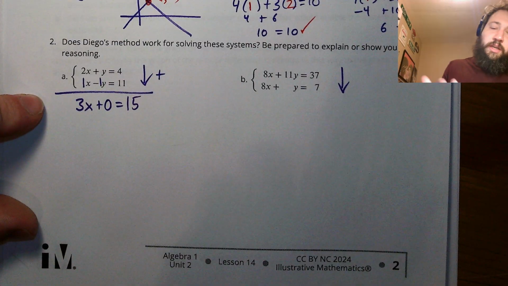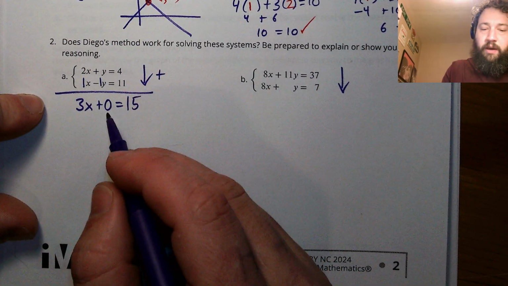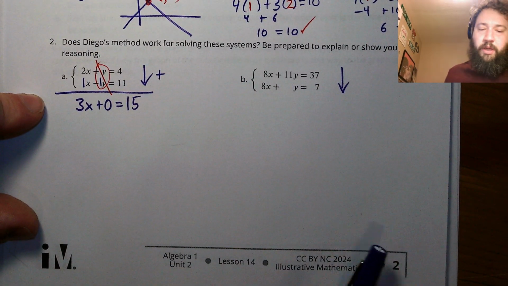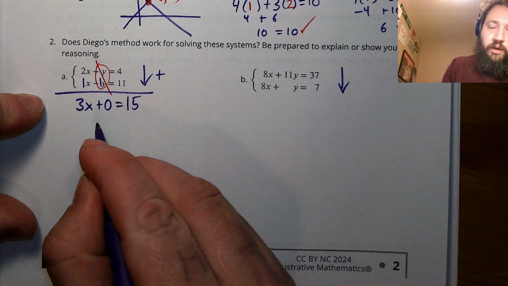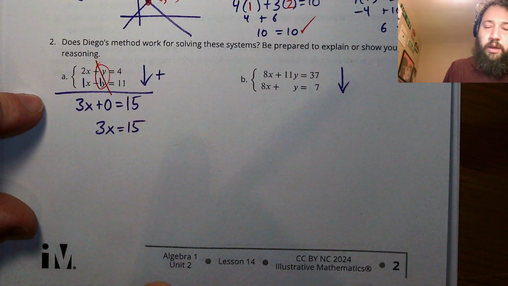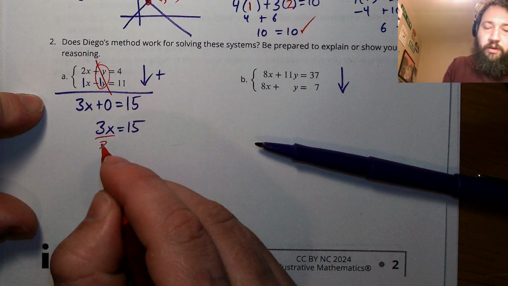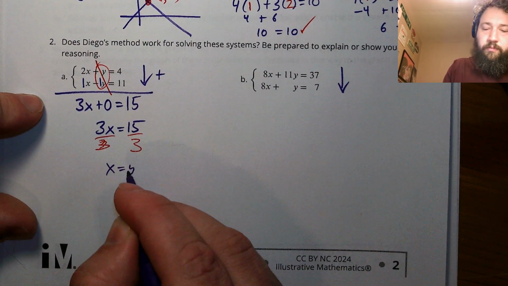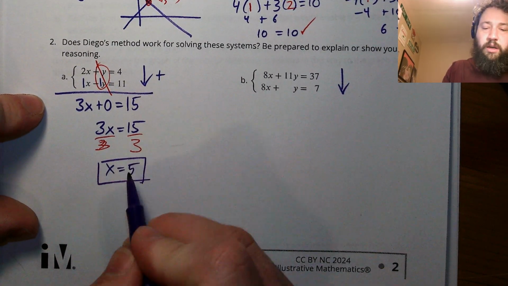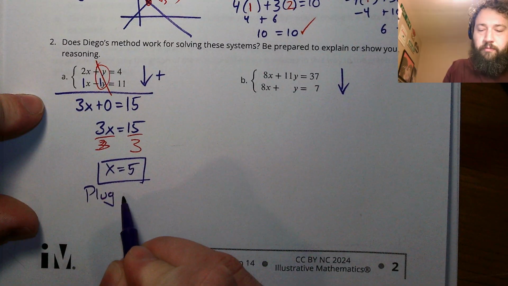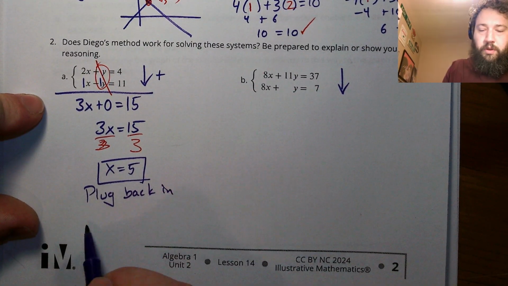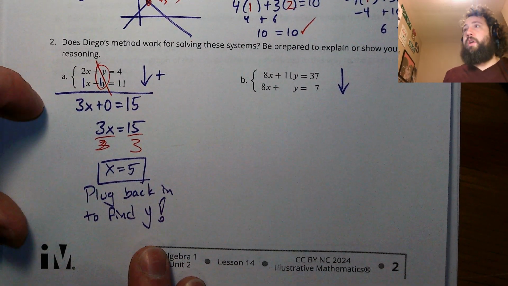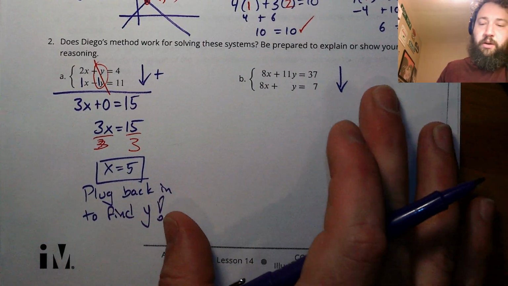That seems like it works nicely. I have that term eliminate. This term eliminates. This is looking nice. So then I have 3x equals 15. And I could just divide both sides by 3. Divide by 3. And I will get x equals 5. Now I'm not quite done. I need to plug back in to find y. I'll let you guys do that yourselves. I don't want to take all your fun away from you.